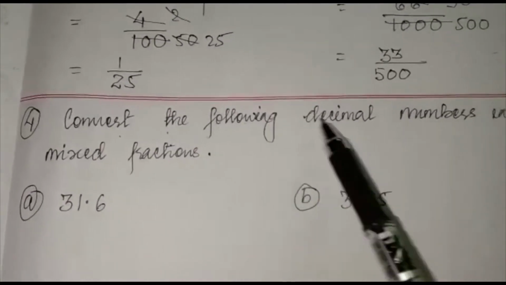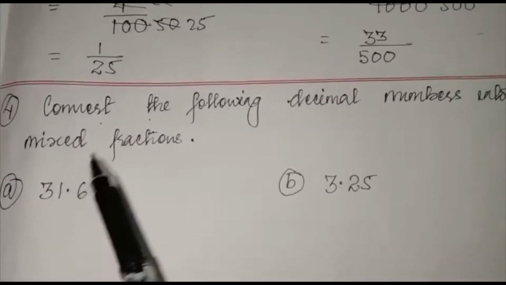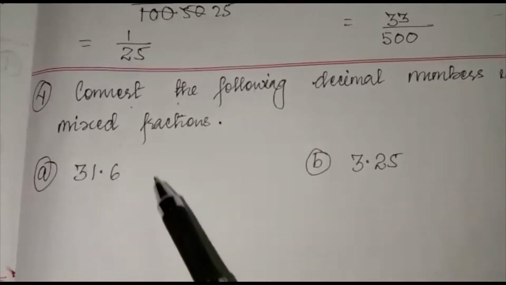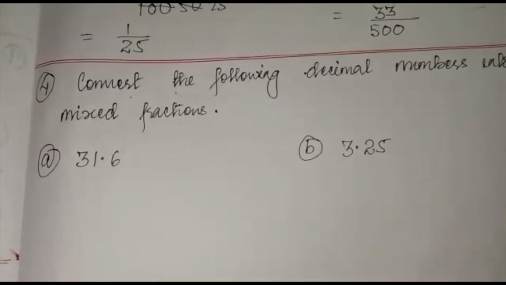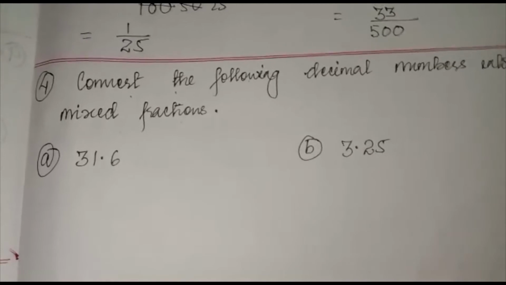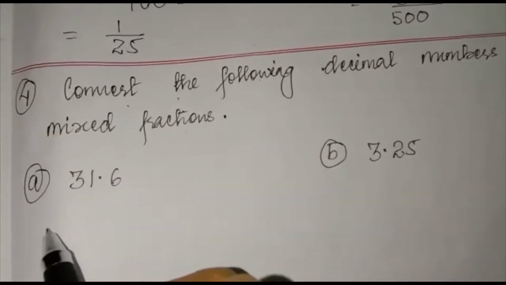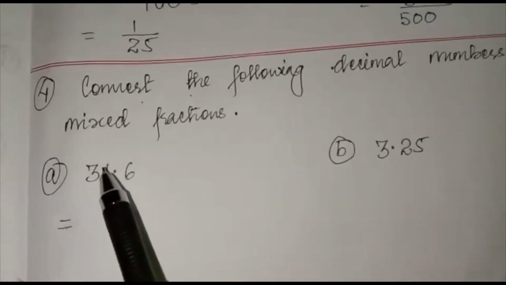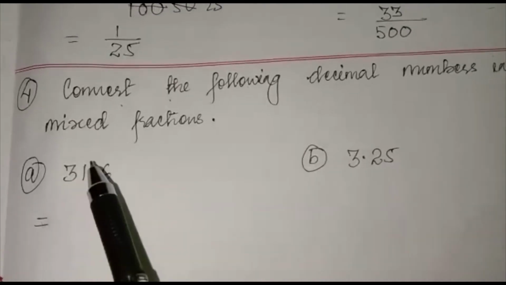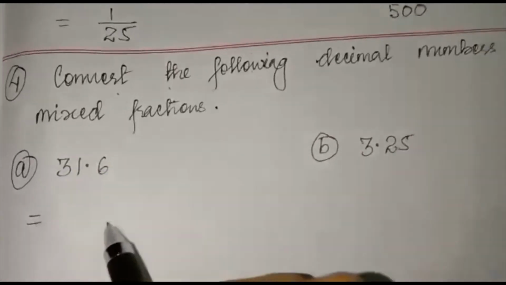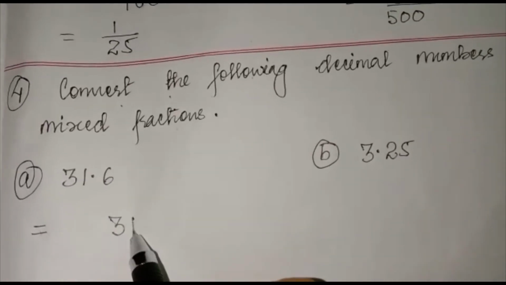Now next, question number 4. Convert the following decimal numbers into mixed fractions. So here this decimal number you have to convert into a mixed fraction. Not only a fraction, you have to convert into a mixed fraction. So when you have to convert into a mixed fraction, I have already told in the beginning, this is called the whole number. So we will write here 31.